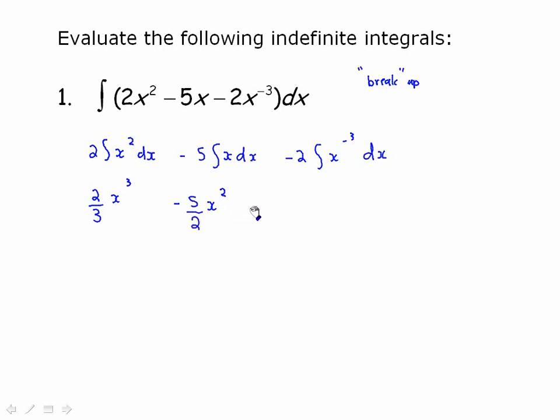And then this one becomes x to the negative, add 1 on, you get negative 2, so we get minus 2 over that minus 2, and then plus c. So this one will finally break down to 2/3 x to the 3 minus 5 halves x squared, and then plus x to the negative 2. And then plus c.